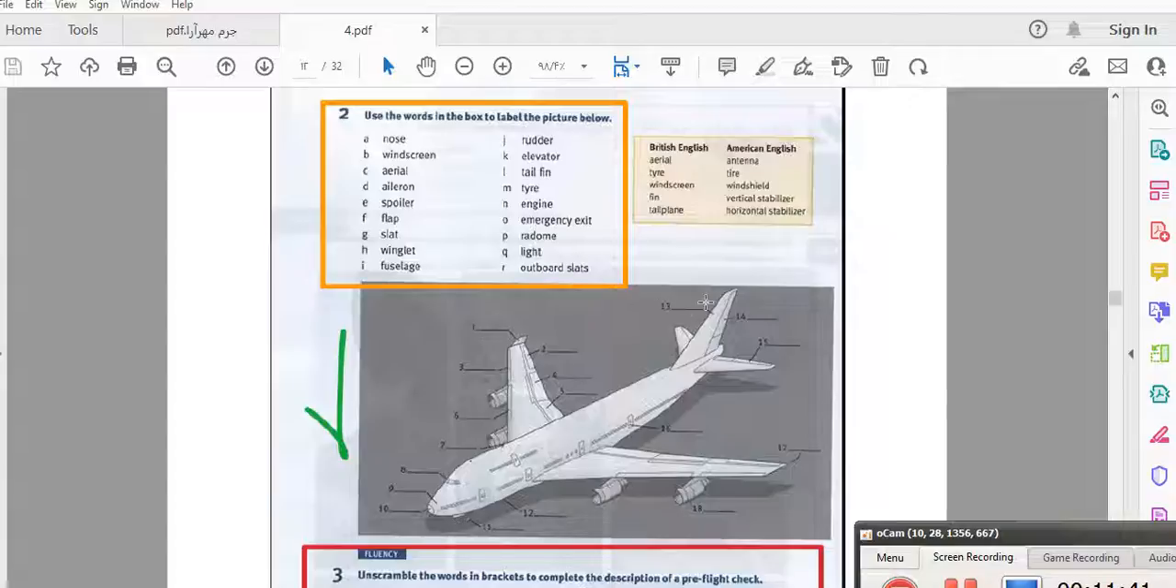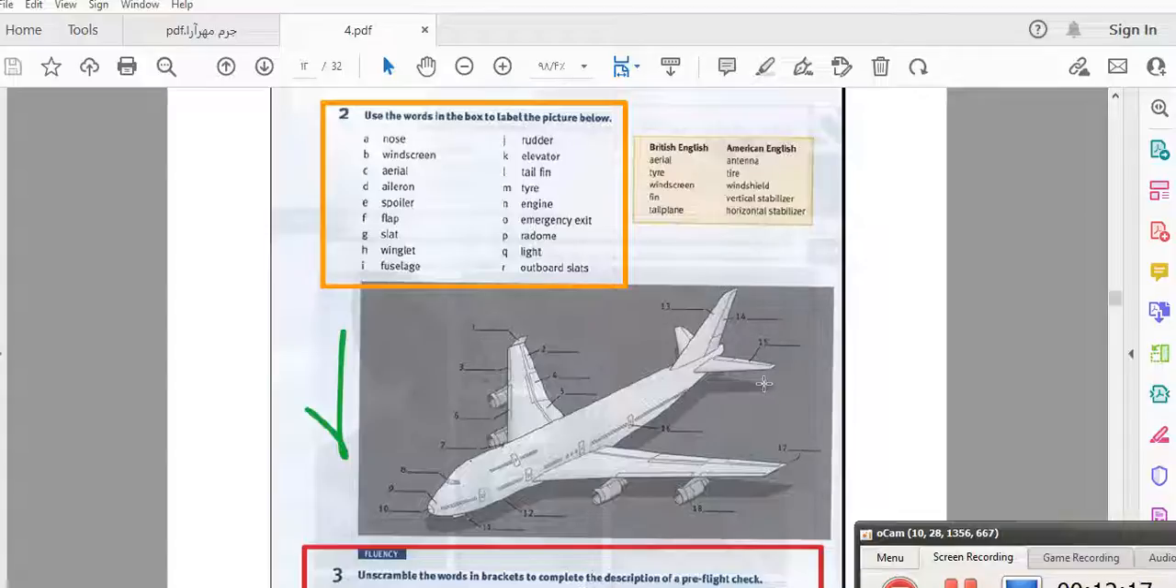Number 13. Fuselage is here. Number 13. Tail fin. It means protecting the surface of the tail of an airplane. You see, this is the tail, and protecting the surface of the tail is called tail fin. Number 14, rudder. Rudder, a flat piece hinged vertically near the stern of a ship.